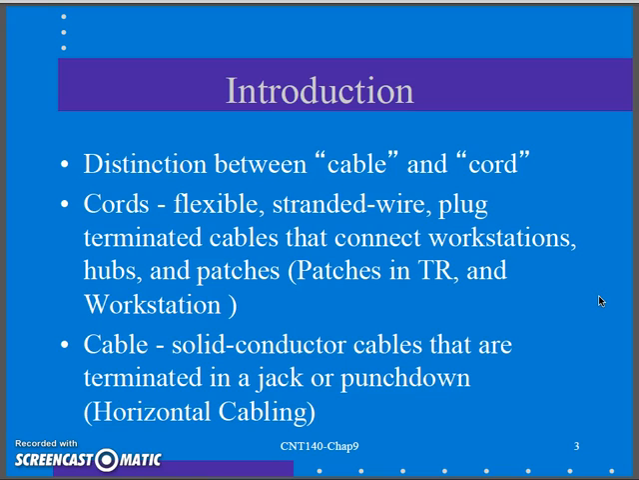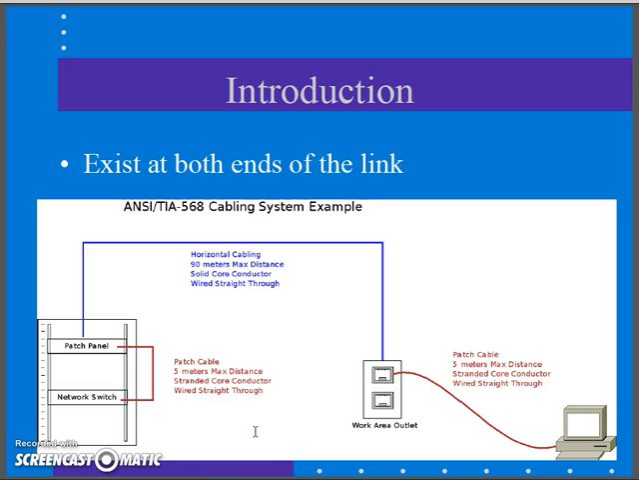The book makes a distinction between cable and cord. Cords are what we would call patch cables, if you will, and cable is basically the horizontal cabling. So the book kind of divides it up that way. I normally say patch cable or horizontal cabling, so I go with that as my distinction. This chapter we're focusing in on the patch cables at each end.